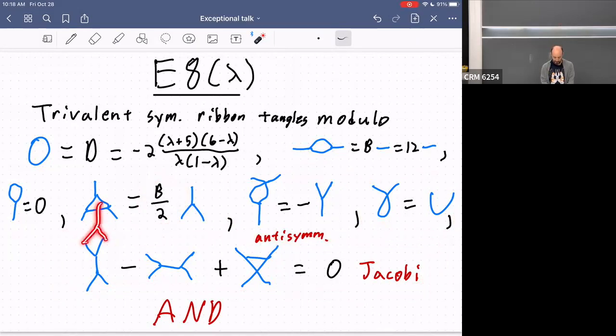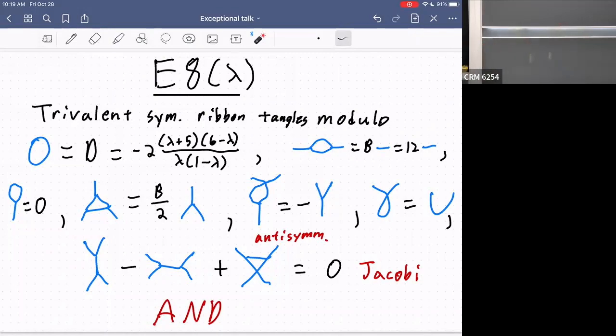Okay. And this weird B over 2 comes from looking at the Jacobi relation. If I put a trivalent vertex at the top of the Jacobi relation, or maybe at the bottom is better, and put a trivalent vertex here and simplify it, I will force one of those will involve a triangle and it will force that coefficient to be B over 2. Doesn't that very last picture there have a four-valent vertex? No, that's a crossing. Thank you. Yeah. This is the Jacobi relation.